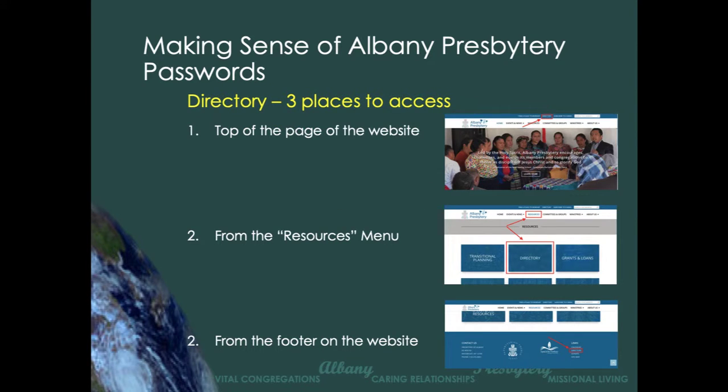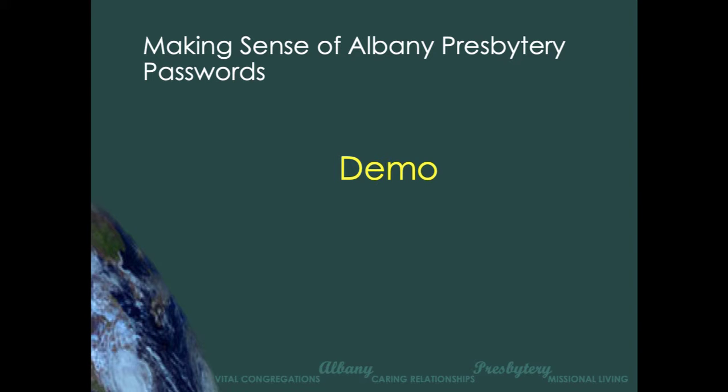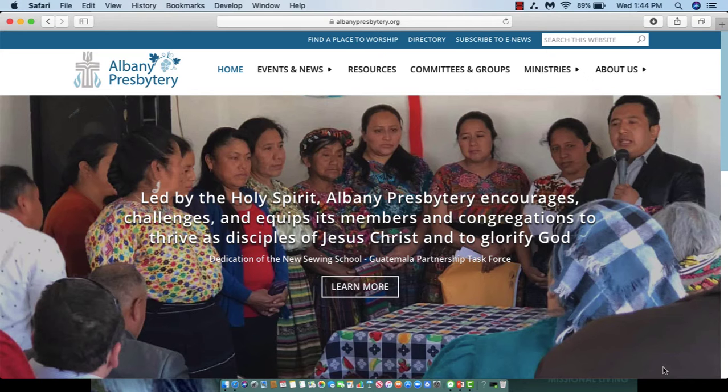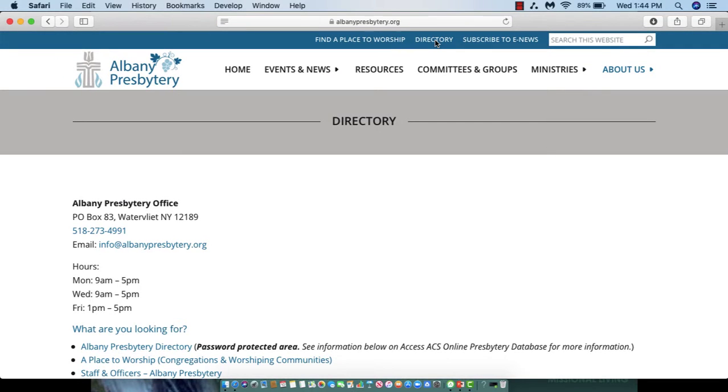The directory for the Albany Presbytery can be found in a minimum of 3 places on our website: at the top of the page of the website on our home page, from the resources menu, and also from the footer on our website. Let me give you a demo of how this works. This is our Albany Presbytery website. Up at the top, you can see that this is where the directory menu is. When I click on this, it brings us to the directory page on our website.